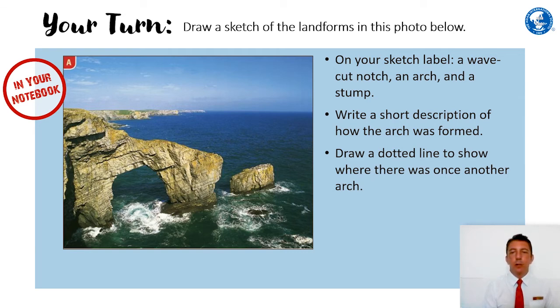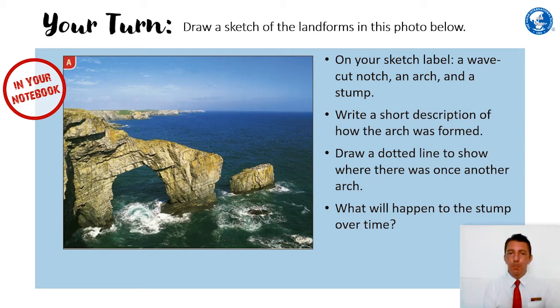Then draw a dotted line to show where there was once another arch. So there's an arch that has now disappeared. Where did it used to be? And also, what will happen to the stump over time? So again, pause the video, draw your sketch, try to answer these questions, and then we will check.